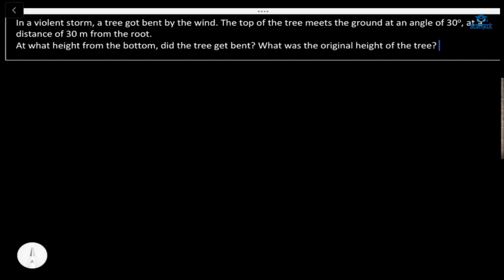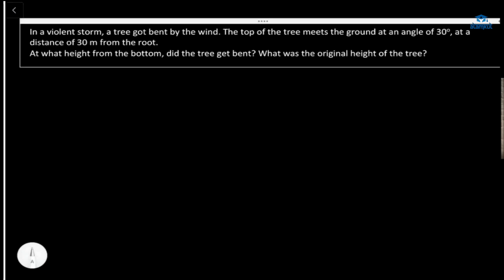Everybody try to just draw the diagram, and you can message me in the group. The main thing here is the diagram. If you have drawn the diagram correctly, then you are going to calculate correctly. So just read the question. In a violent storm, a tree got bent by the wind. The whole tree got bent, the top of the tree meets the ground, that is, it has fallen. The whole tree is fallen like this, and the top of the tree meets the ground at an angle.